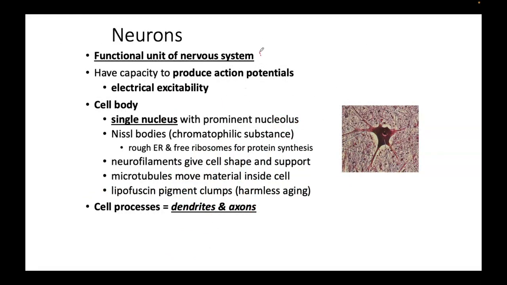So the neuron is the functional unit of the neural system. It produces the action potential. And when I think of action potential, we're thinking excitability, electrical excitability. We went over the cell body, also known as the soma. We went over the cell processes, being the dendrites and the axon. And we also talked about the axon hillock. We mentioned the nucleus, the Nissl bodies, which is a combination of rough endoplasmic reticulum and ribosomes that are needed for protein synthesis.